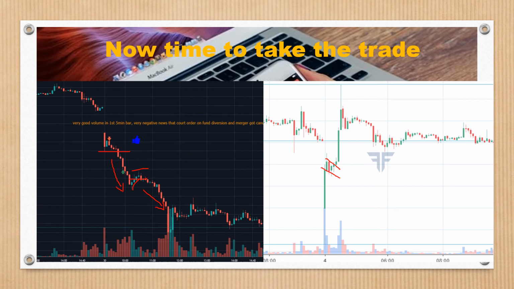We had taken a trade just after breaking this pattern, and instantly we got our target. Very strong move, and we got our target. Here also the RR was 1:3. For every rupee risked we got 3 rupees. That is the power of selecting the right stock and analyzing what kind of gap it's going to be.